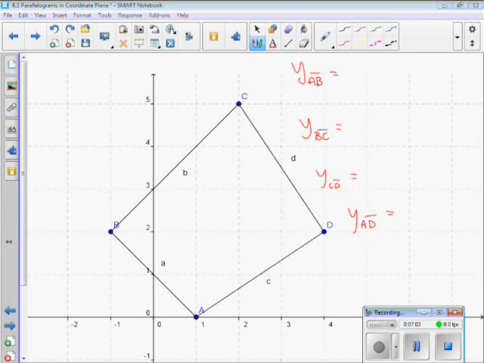Okay, we're going to do something else with this figure to practice, but for right now, I just want you to get used to doing the slope. I'll write them up there in just a minute.